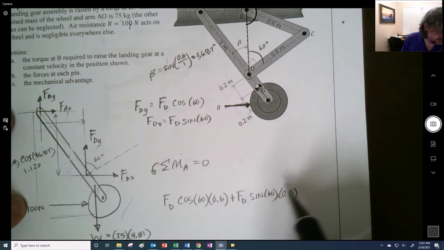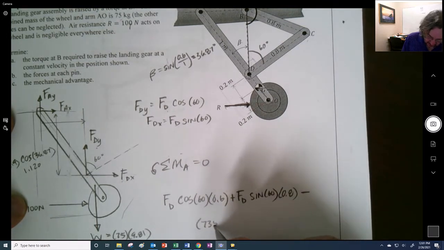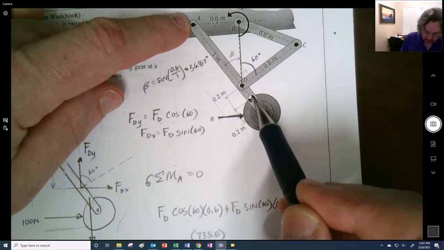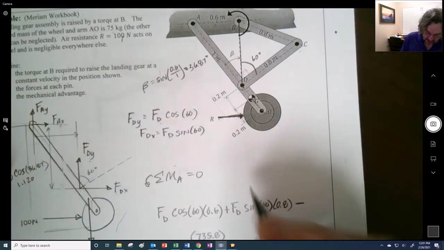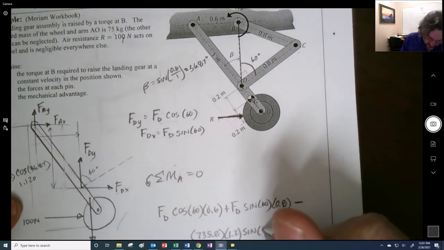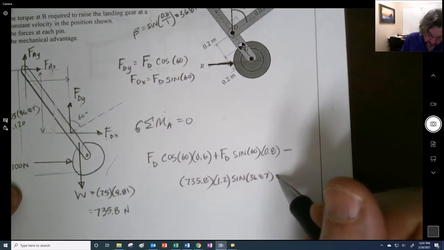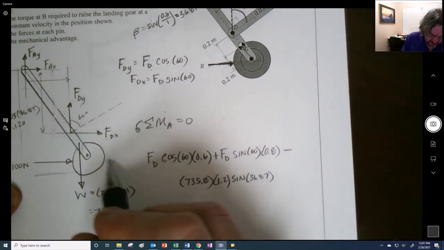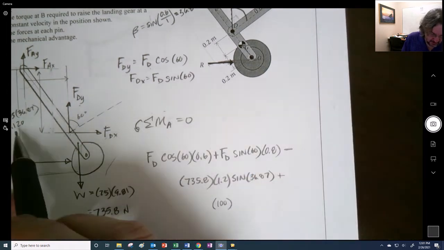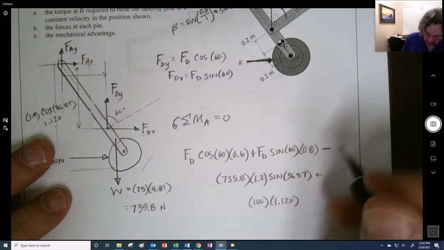Let's take care of the weight, right? So now we have the weight, and the weight is going clockwise. So we get a negative 735.8, and that's going to be that 1.2, because it gets to 1.2. And we're going to use the sine, so it's going to be 1.2 times the sine of our 36.87 right here. And then where are we at? This guy, he's going counterclockwise. He's a helper, and that distance was the 1.12. And I think I got all of them.